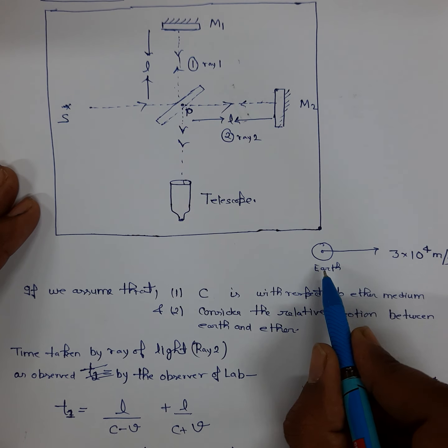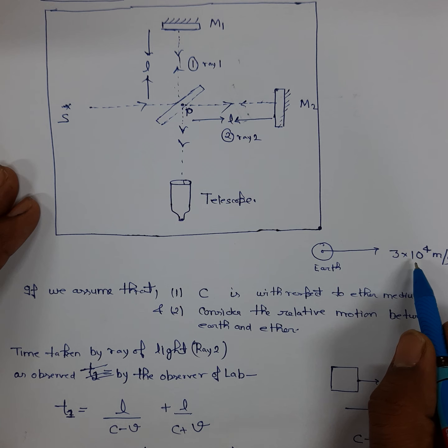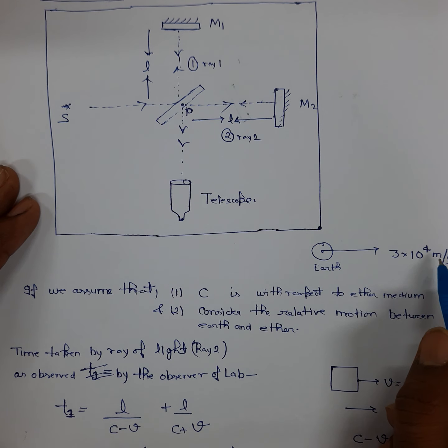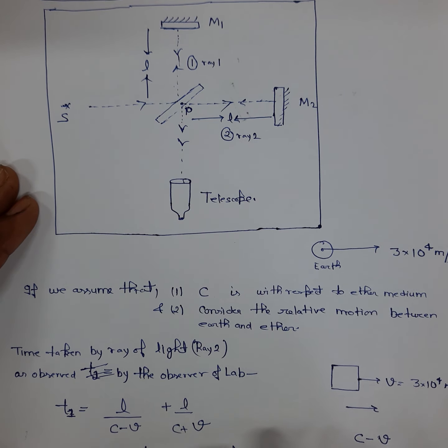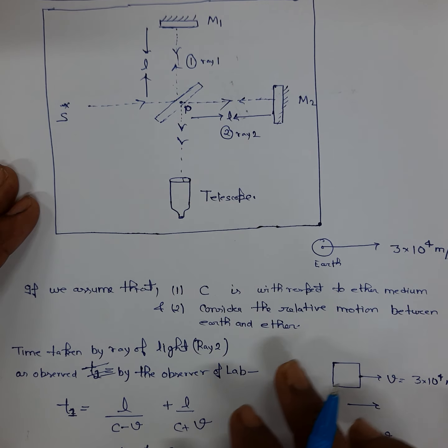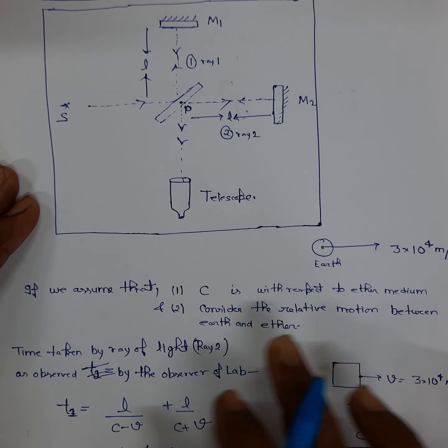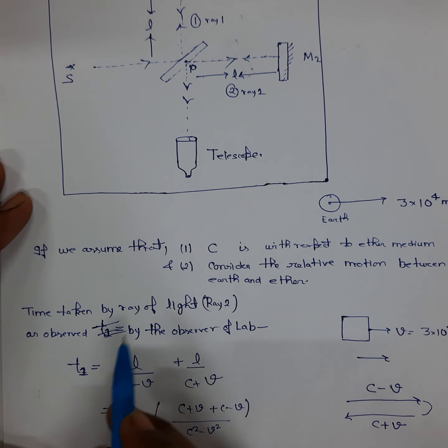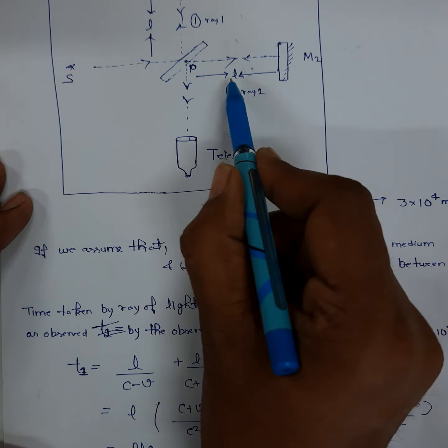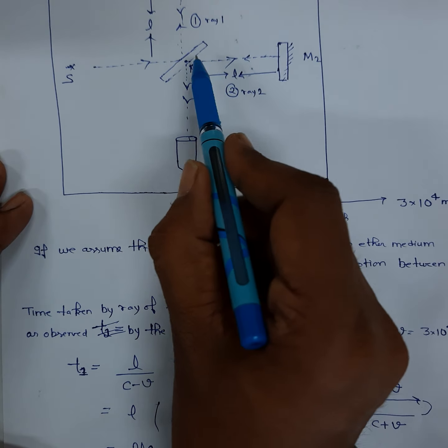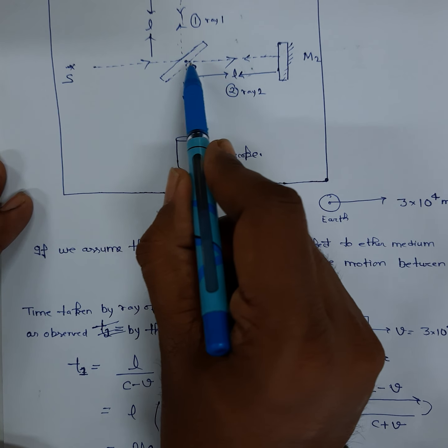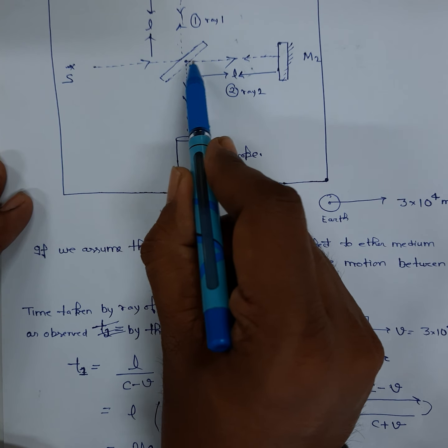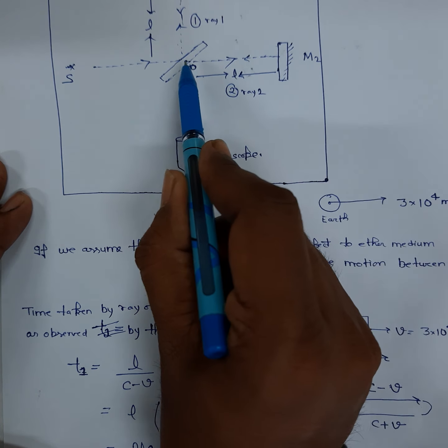Here the velocity of earth is assumed to be 3 × 10^4 meters per second. So now we will take into account the relative motion between earth and ether, and will calculate the time taken by the ray of light, that is ray 2. We have to calculate how much time it will take from point P to M2 and again from M2 to P.